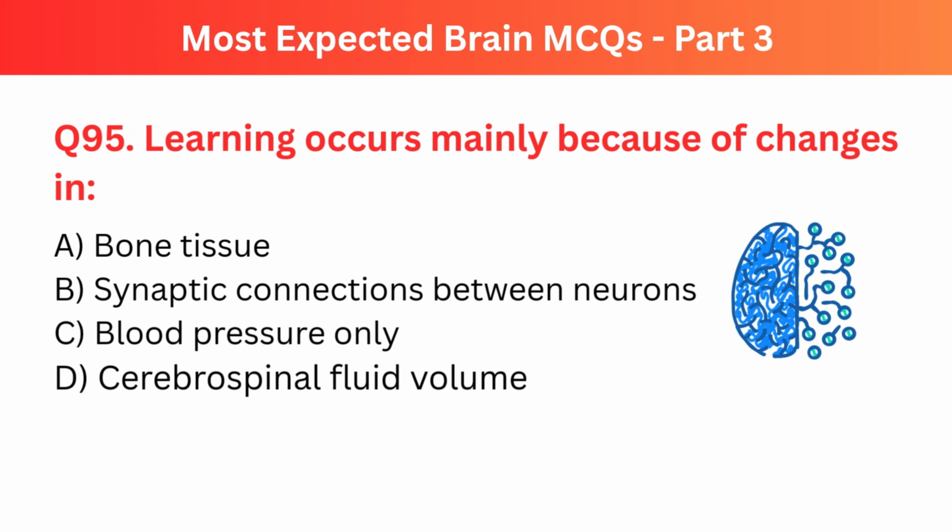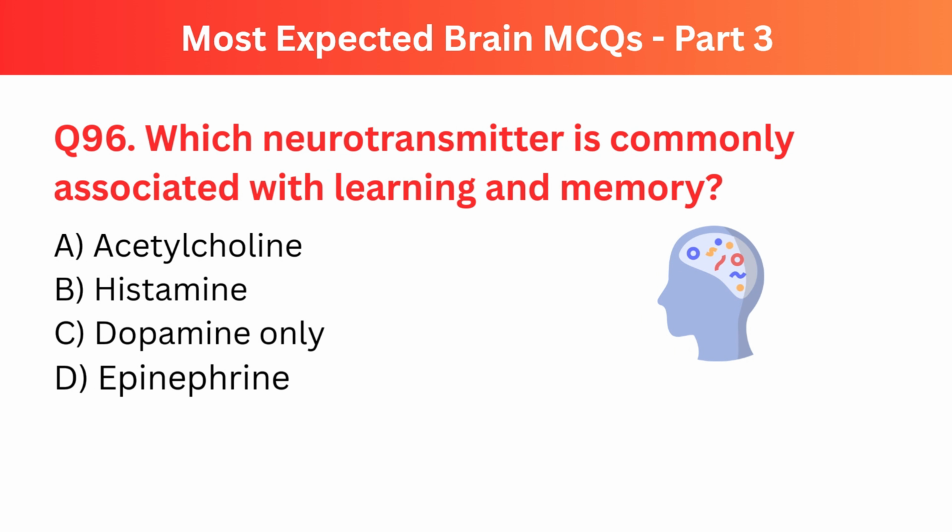Question number 95. Learning occurs mainly because of changes in. The right option is B, synaptic connections between neurons. Question number 96. Which neurotransmitter is commonly associated with learning and memory? The right option is A, acetylcholine.